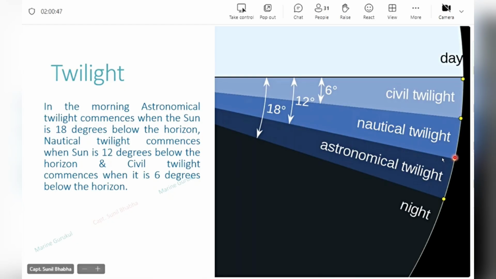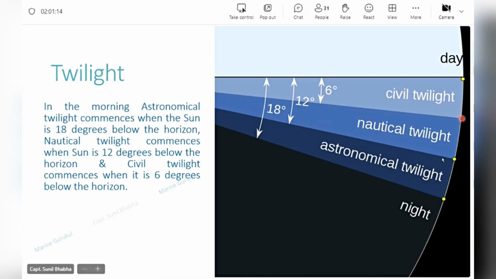After this instant, the sun keeps on coming closer to the horizon, and at this particular instant, you can follow the laser pointer. At this particular instant, the sun is 6 degrees below the horizon. The angle is shown in the diagram, and at this particular point, when the sun is 6 degrees below the horizon, civil twilight commences.